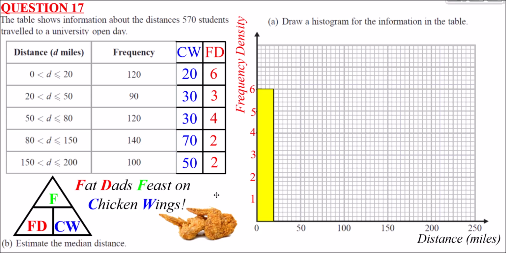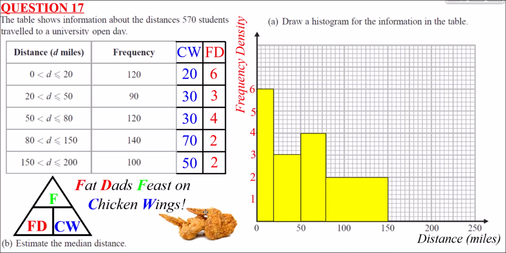The second bar goes from 20 to 50 and is going to have a height of 3. So the second bar needs to look like this. The third bar goes from 50 to 80, so from here to there, and has a height of 4, so it'll come up to that high. The fourth bar is going to be from 80 to 150, and it's going to be only 2 high, so quite a wide bar. Only 2 high. And the final bar, from 150 to 200, will have the same height, like so. So that's part A done.